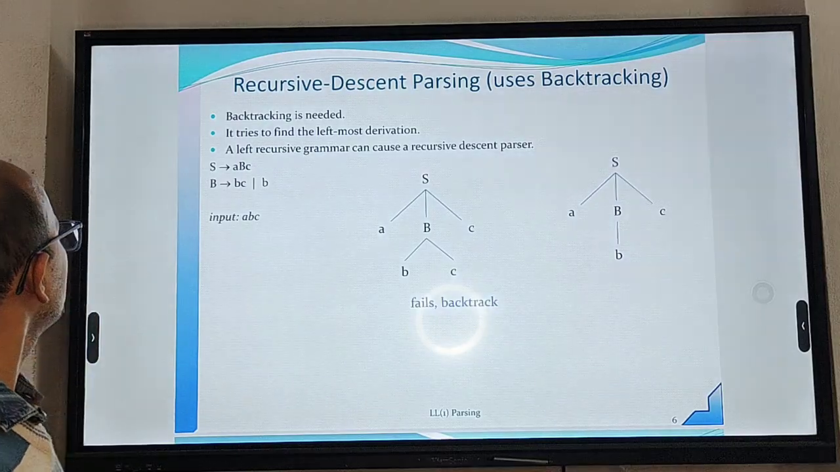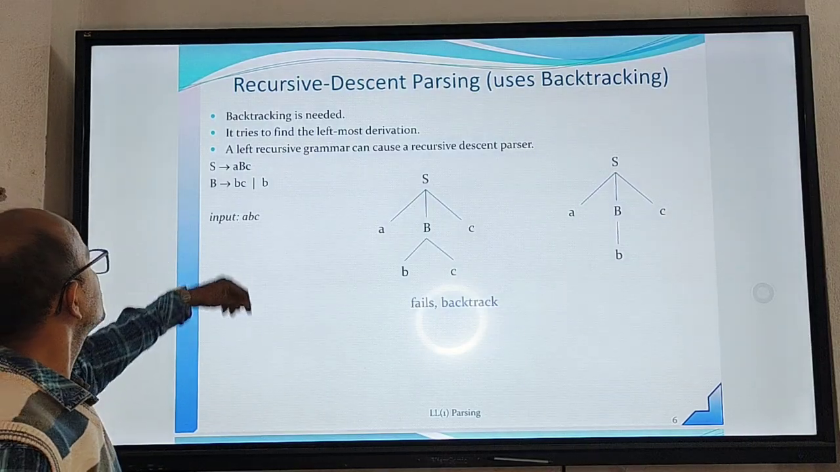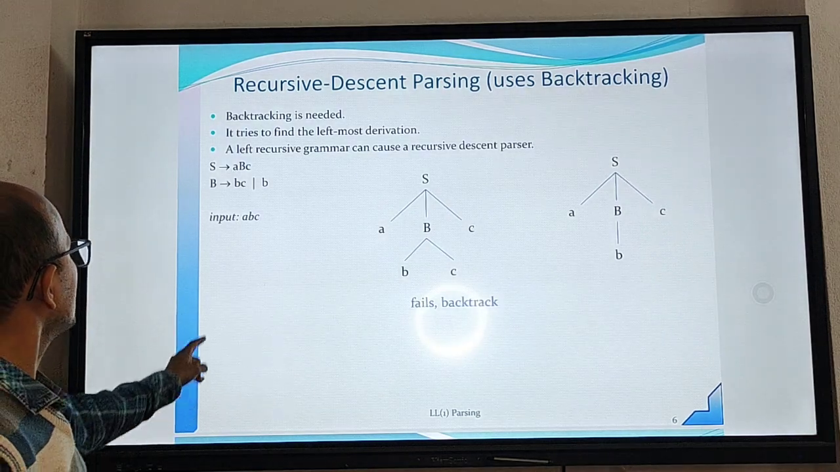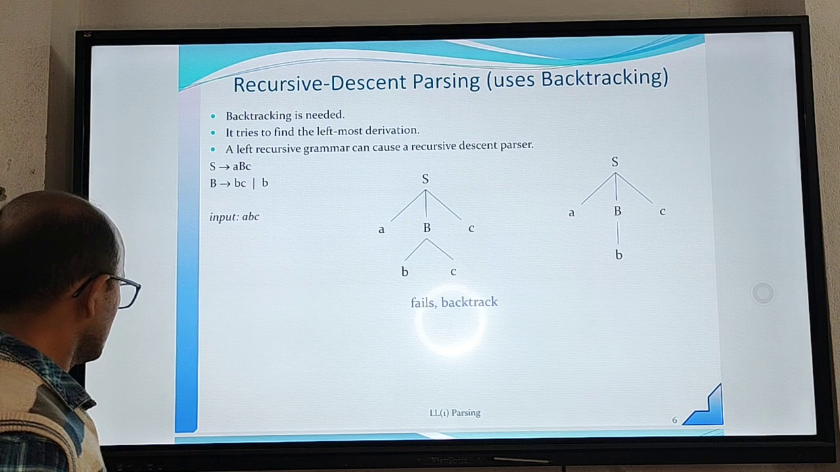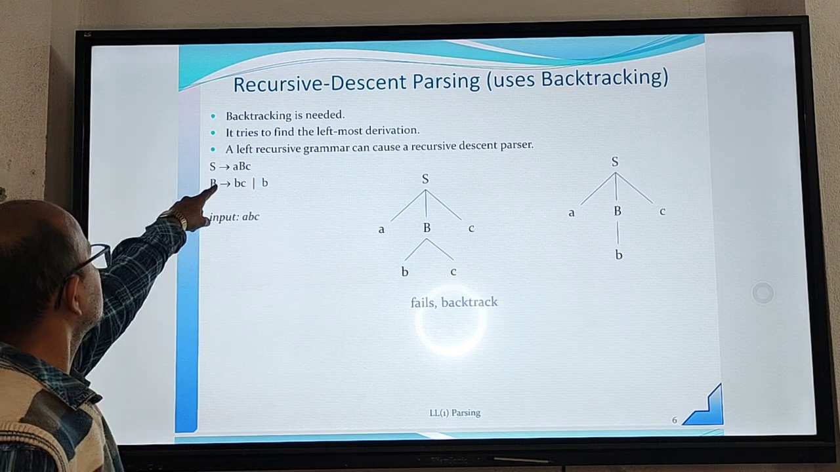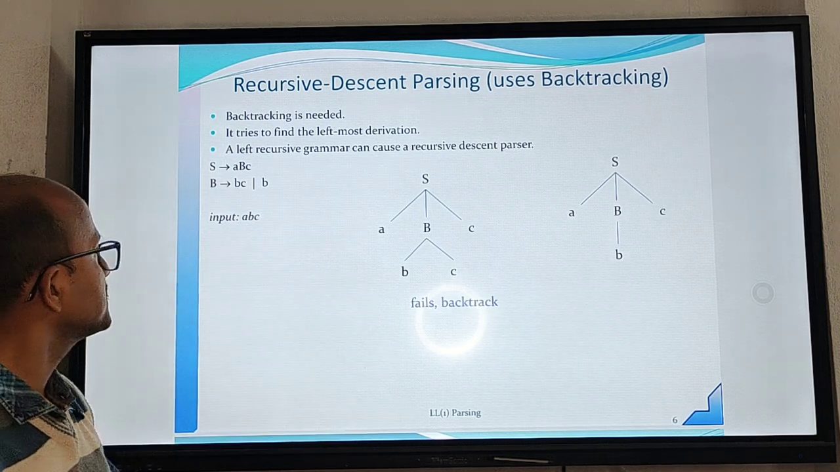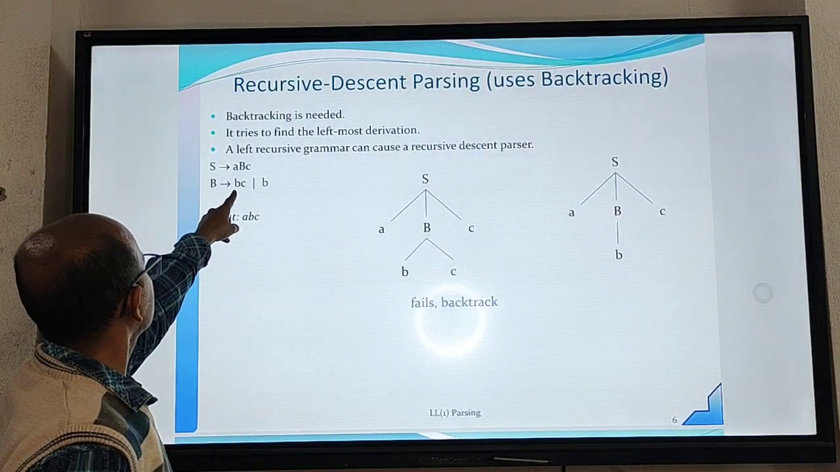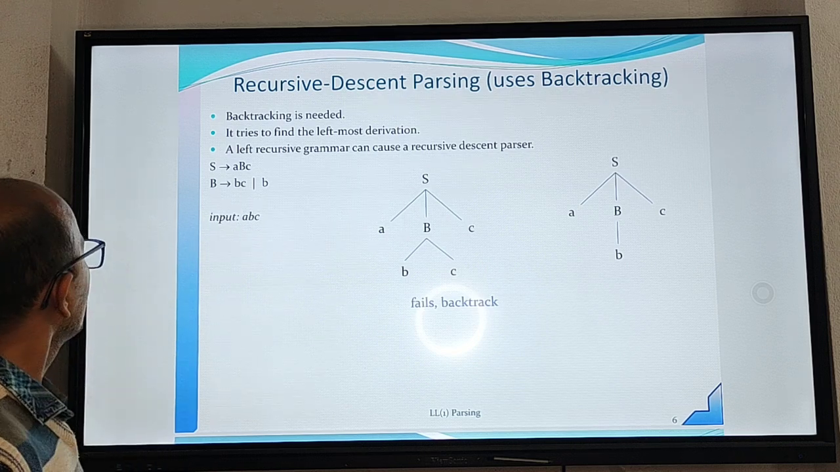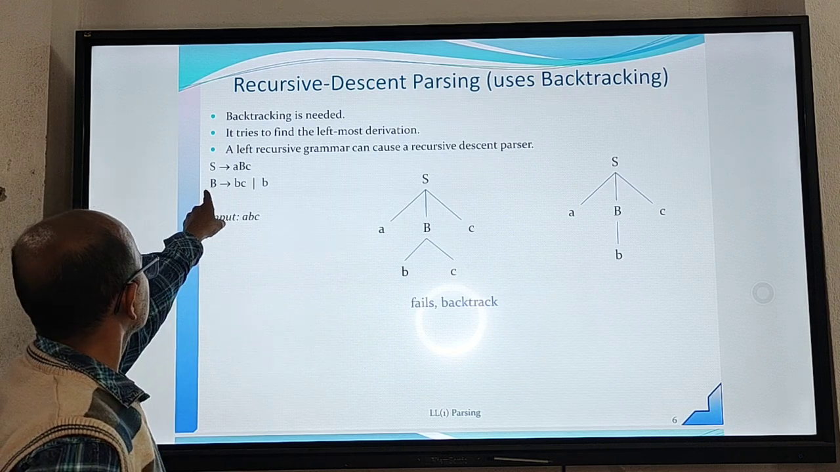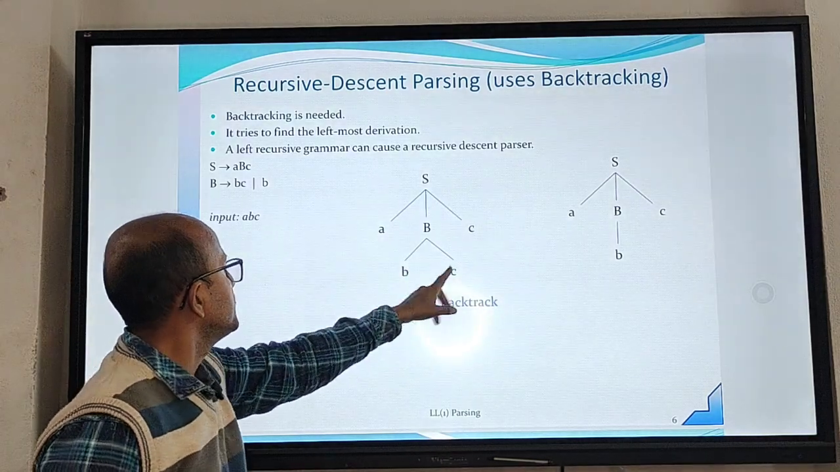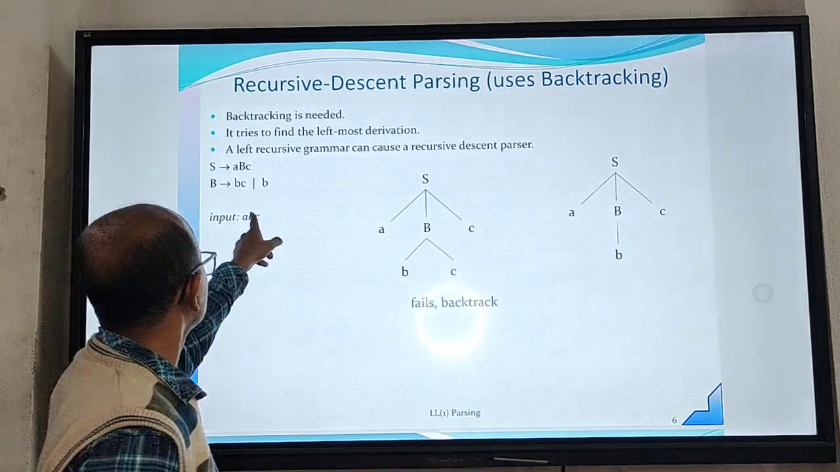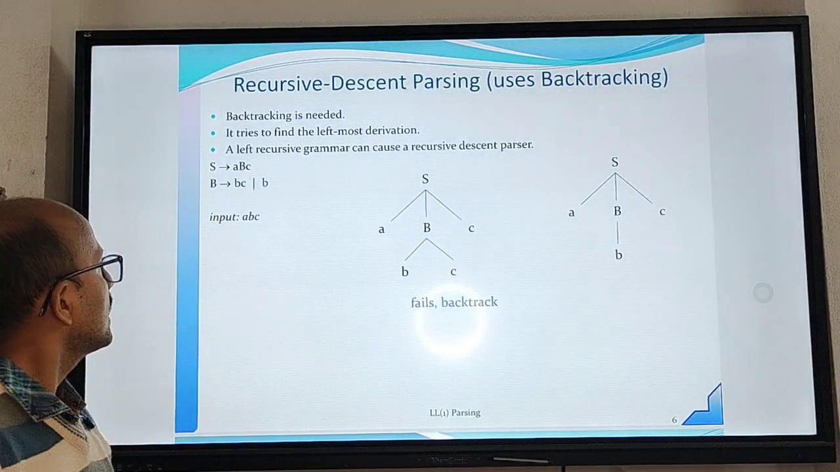Suppose we start with the grammar S produces ABC, while B produces BC or B, and let us consider our input string is ABC. If we start with the S symbol and choose the first production rule, we expand the syntax tree as A, B and C. Now B has two alternatives, either BC or B. What to choose? If we choose the first production of B, that is BC, the string will be generated as A, B, C and C, which does not match your input. So we have to backtrack.